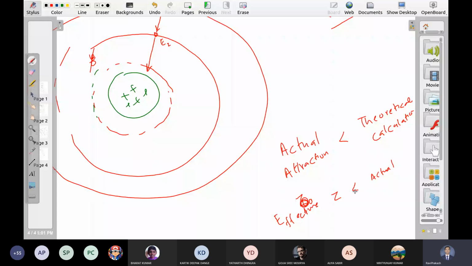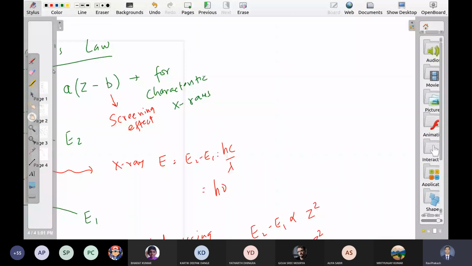What is the possible value of b for the K alpha line? Sir, 1. K alpha means electrons are jumping from E2 to E1, right? So we have an electron here, we have Z positive charge here, and we have one negative electron here. All these positive charges are trying to attract, and this electron is trying to repel. So what is the effective Z? Z minus 1. So b is 1 or nearly equal to 1.